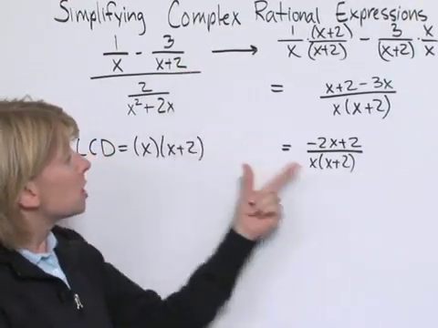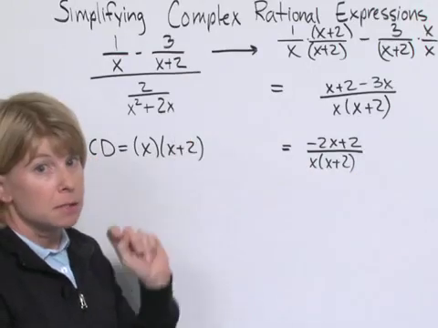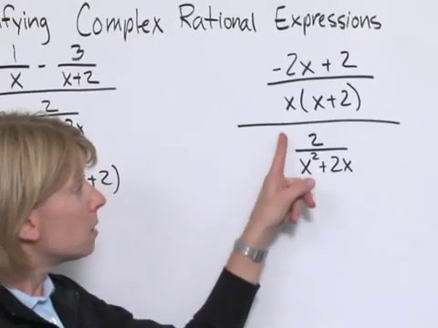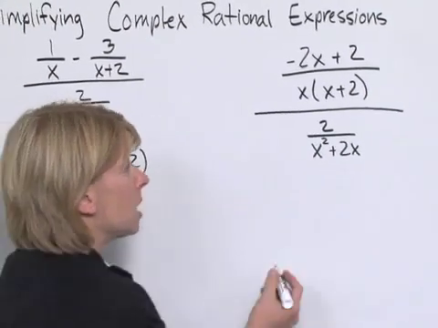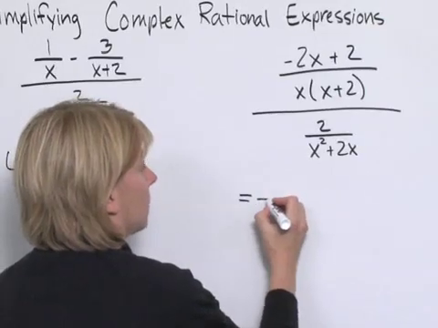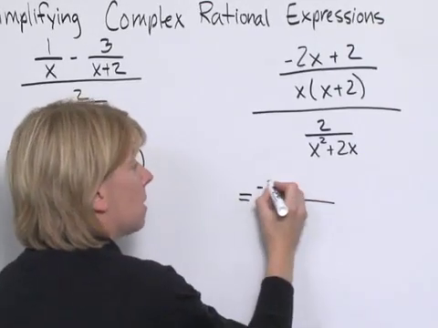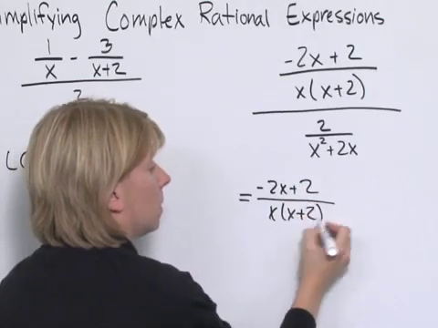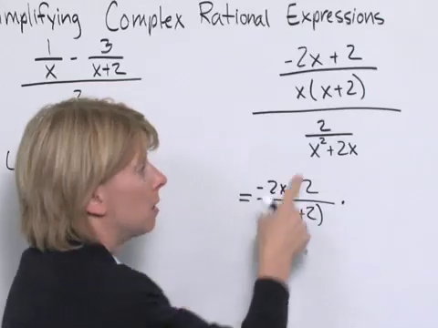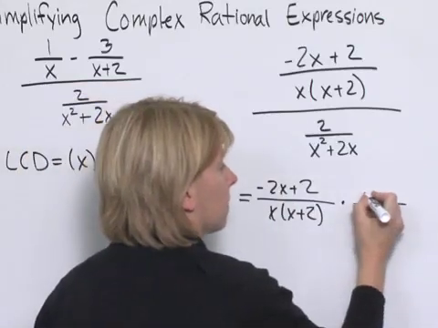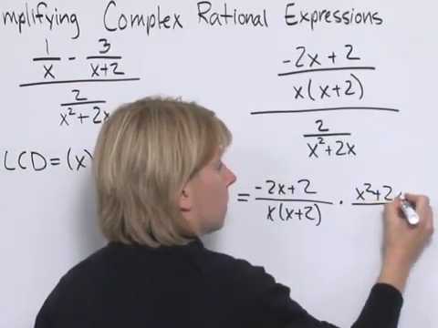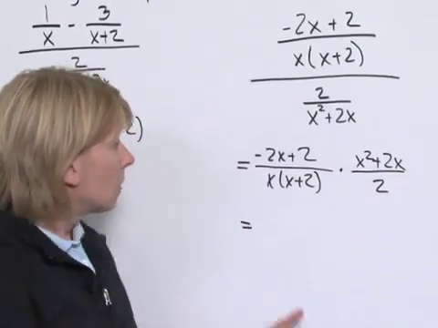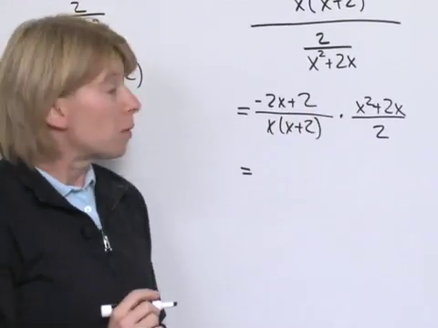So now I can rewrite the expression as this divided by this bottom fraction. Now that we've rewritten the problem, we can invert our bottom fraction and change it to multiplication. So the top fraction stays the same. We change division to multiplication and invert the bottom fraction. And at this point, let's factor anything that we can.